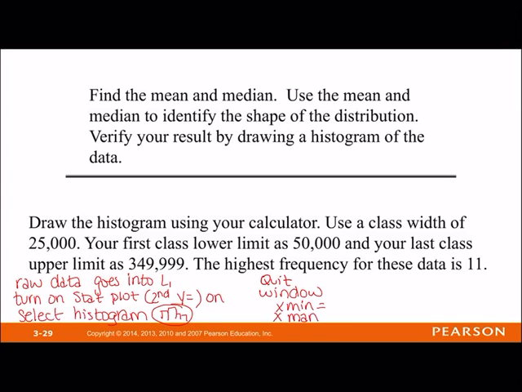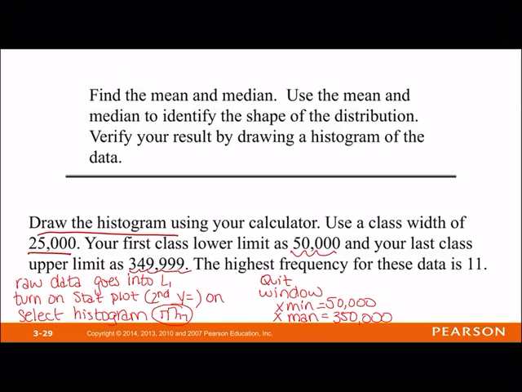Where are my X-min and my X-max coming from? It says in this right below here, if we start here, draw the histogram using your calculator, use a class width of 25,000, your lower limit is 50,000, and your upper limit is 349,999. So this 50,000 is going to become my X-min, and my X-max is going to become that 349,999, and I'll just make it 350,000.